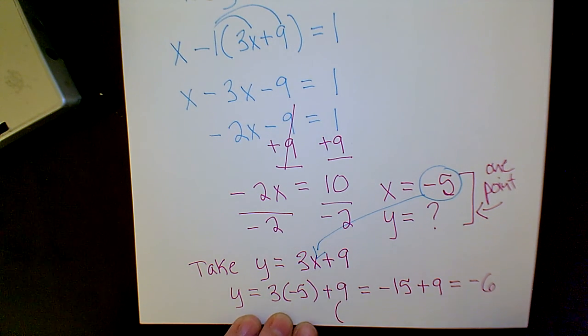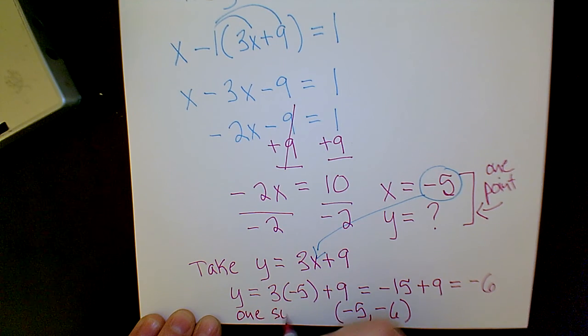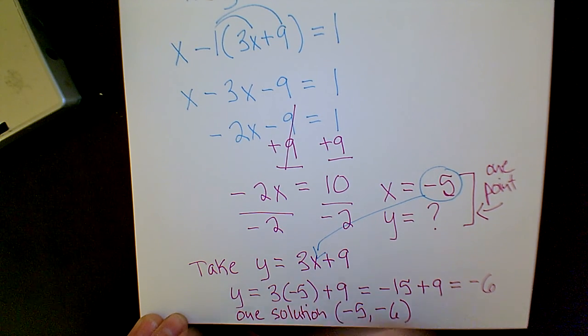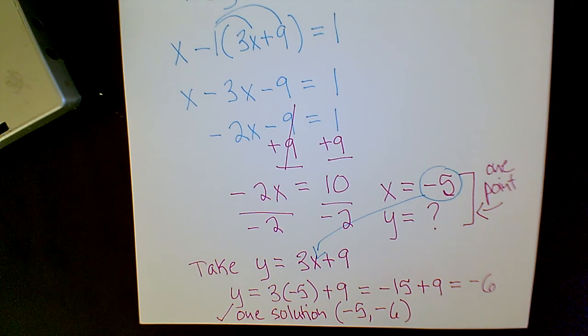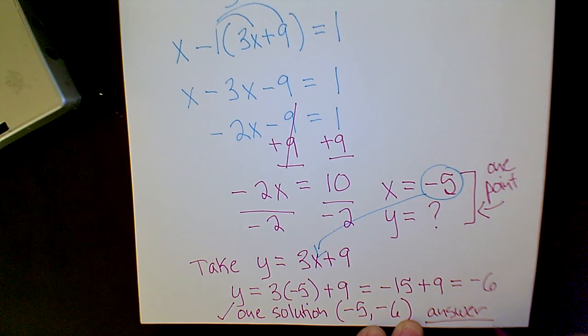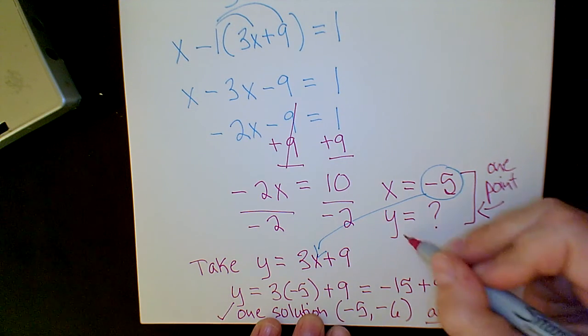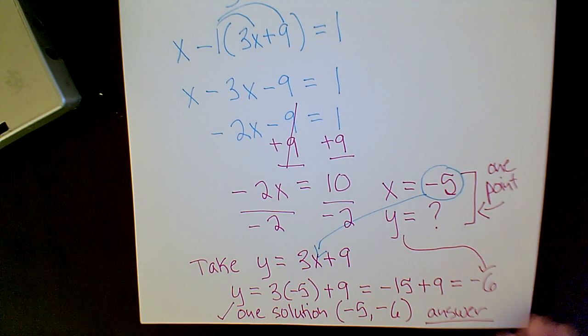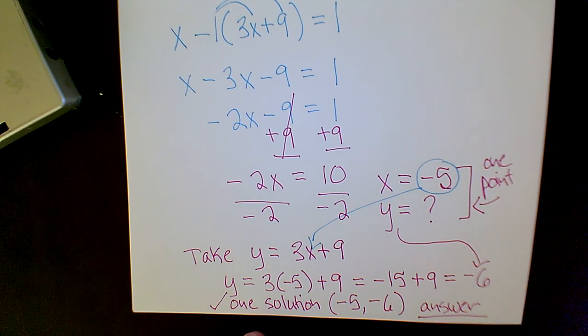So here is my final answer written as a point. So my answer is, you're going to click on one solution, and they're going to give you a box, and you're going to put in the point -5, -6. X was -5, y is -6. So those two lines, or two linear equations, they meet up in one point, -5, -6.